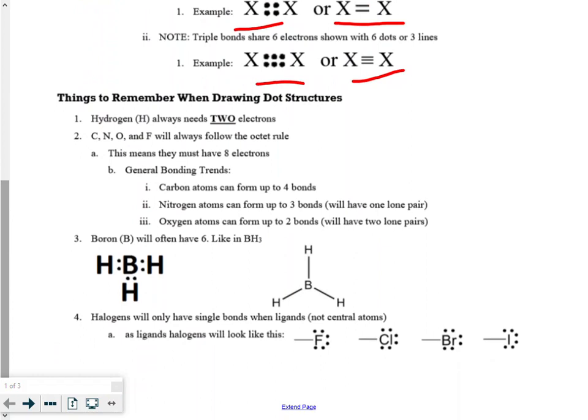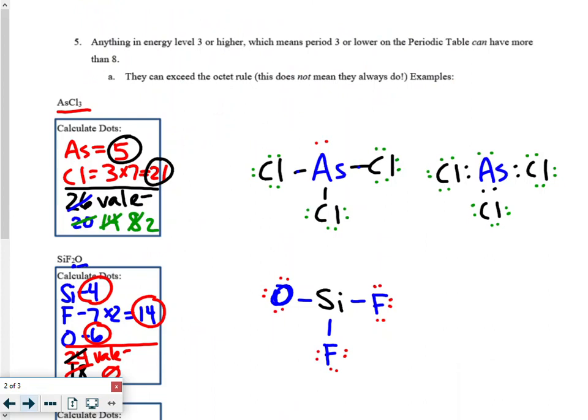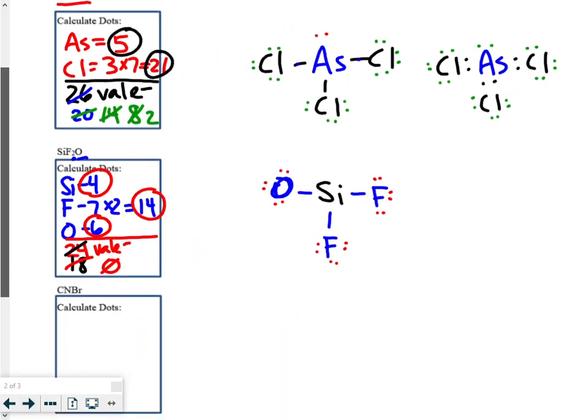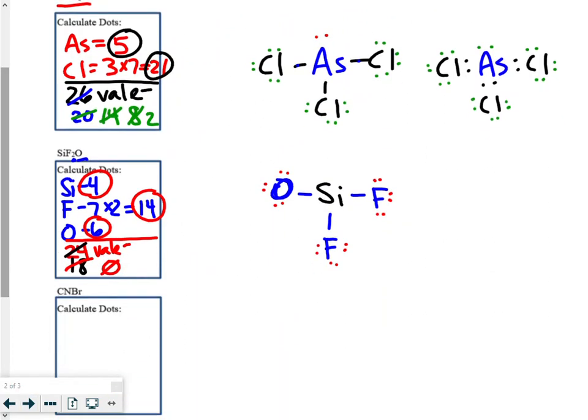Can we pull from fluorine? No. So we have to pull from oxygen, but it does say oxygen can form up to 2 bonds. So we'll go ahead and pull from our oxygen here. Looking here, I'm going to take off one of my pairs of electrons and move it over here and make it a double bond.